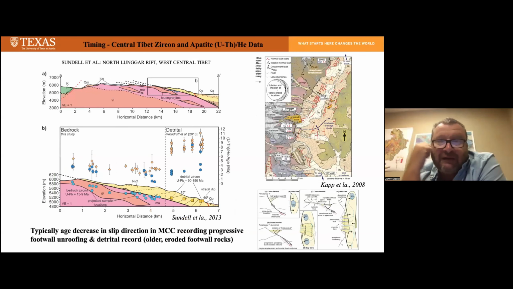So here's just an example of what we generally tend to learn from low temperature thermochronometry with respect to the unroofing of metamorphic core complexes along the normal faults.